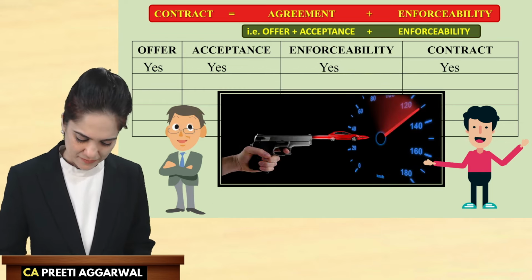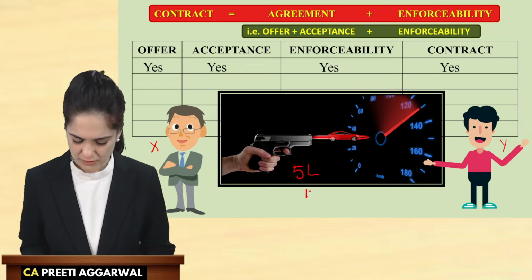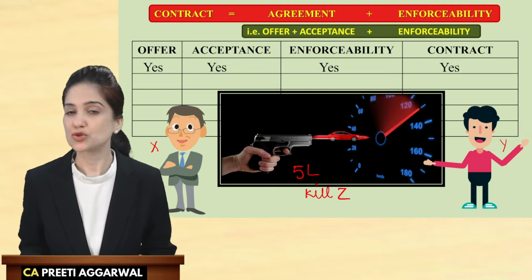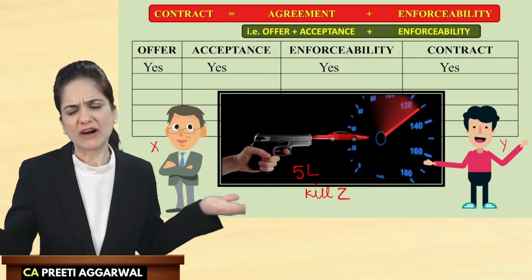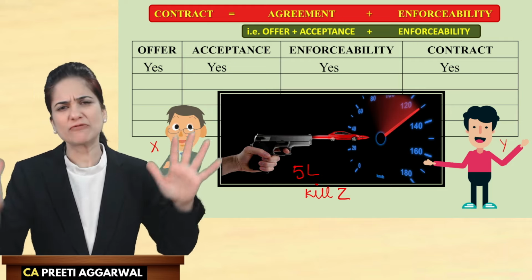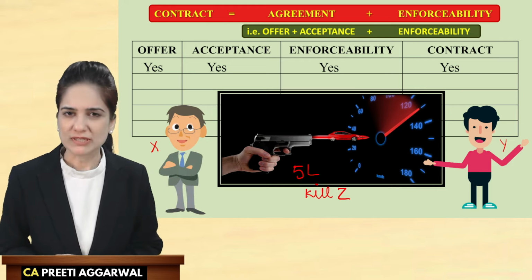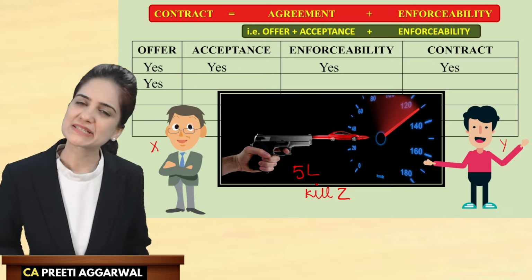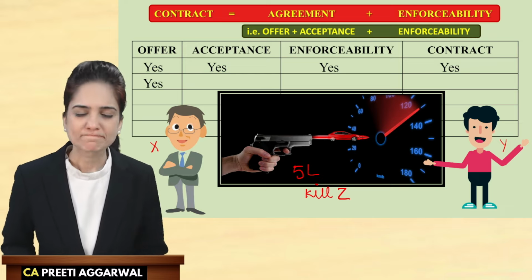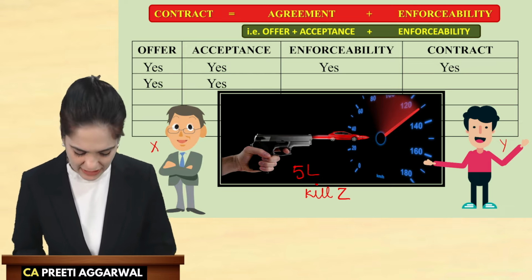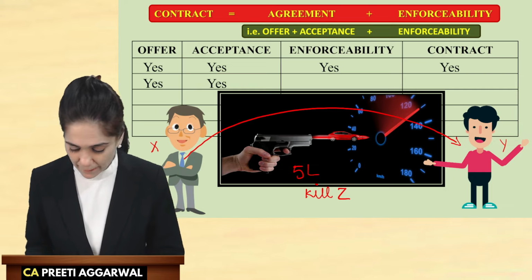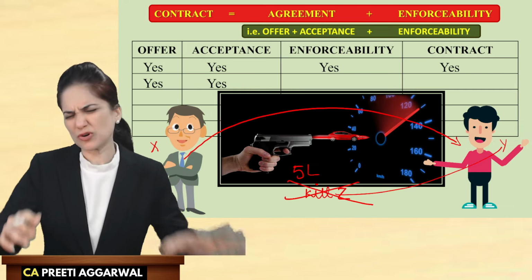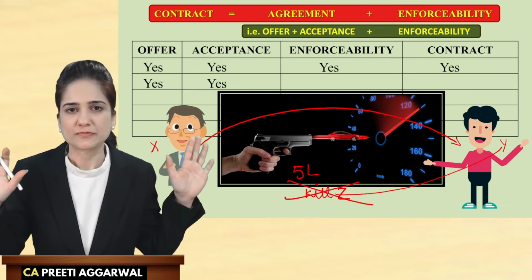X tells Y, take 5 lakh rupees and kill Z, supari. Y said, okay, consider your work done. Was there offer? Yes. Was it accepted by Y? Yes. X gave money, but Y did not kill Z. He said, no, no, I have stopped all this now.